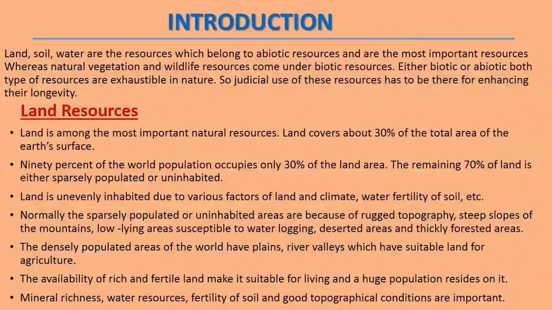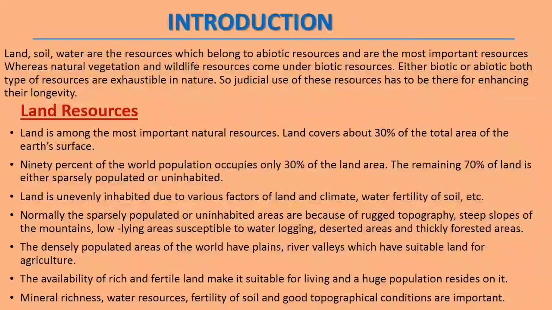Land, soil and water are the resources which belong to abiotic resources and are the most important resources, whereas natural vegetation and wildlife resources come under biotic resources. Both types of resources are exhaustible in nature, so judicious use of these resources has to be there for enhancing their longevity. Abiotic resources consist of non-living things like minerals, rocks, metals, land, soil and water. These are the free gift of nature for living organisms. Land, soil and water are the most significant abiotic resources of the earth. They carry great economic benefit to the people of not only a country but the whole world also. So use of these resources in a judicious way is very important.